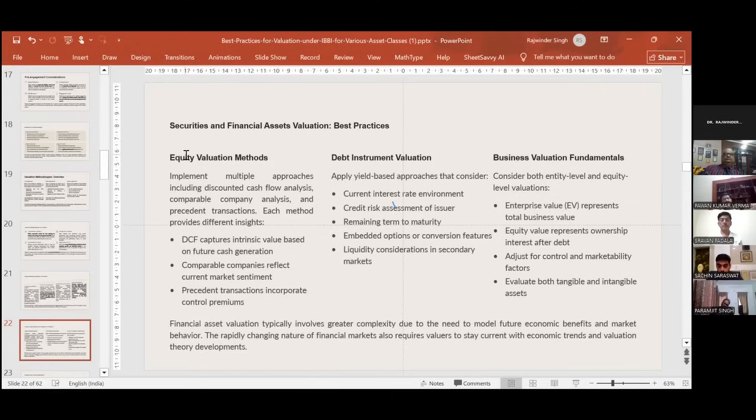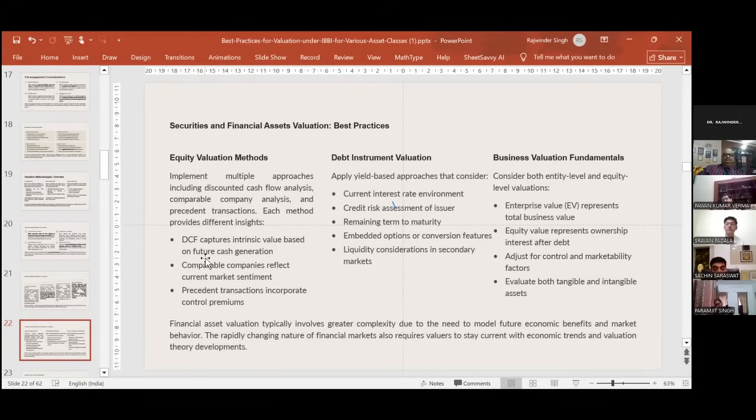So implement multiple approaches including discounted cash flow analysis, comparable company analysis, and precedent transactions. Each method provides different insights. Discounted cash flow captures intrinsic value based on future cash generation. The second method, comparable companies, reflects the current market sentiments.